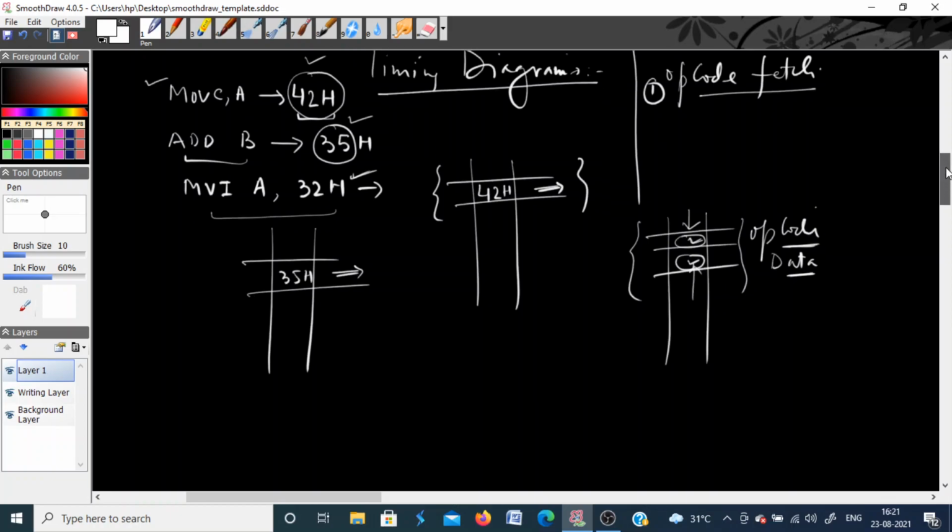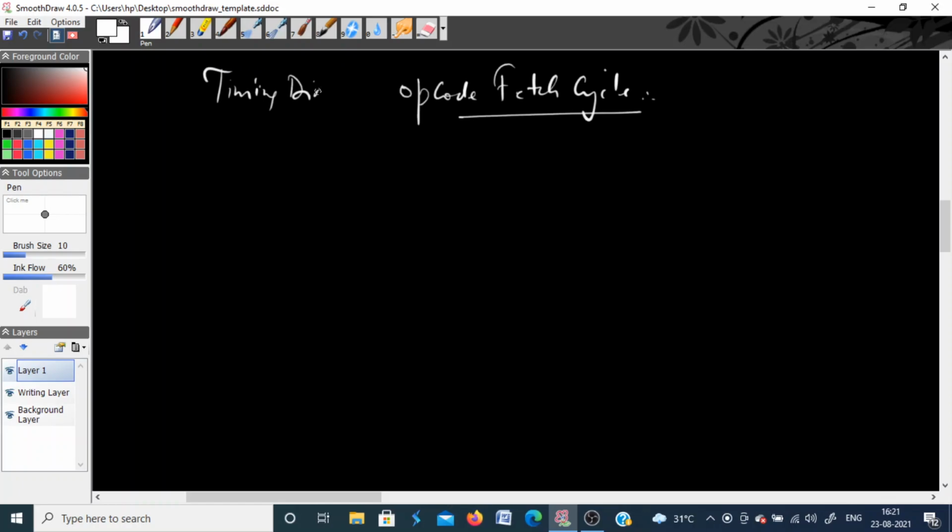So now let us see the timing diagram for the opcode fetch cycle.